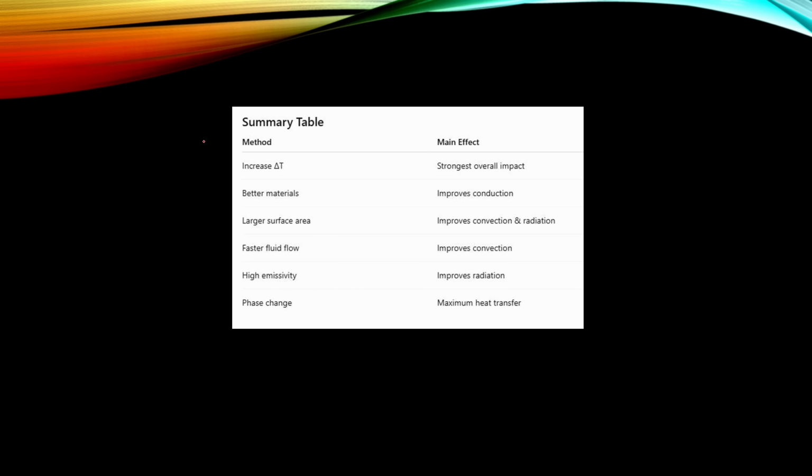Here we have a summary table of how we can increase heat transfer. If we can increase temperature difference, it has the strongest overall impact on heat transfer rate. Materials having higher thermal conductivity will improve conduction. Larger surface area will improve convection and radiation. Higher velocity improves convection and higher emissivity improves radiation. Phase change will give the maximum heat transfer rate.